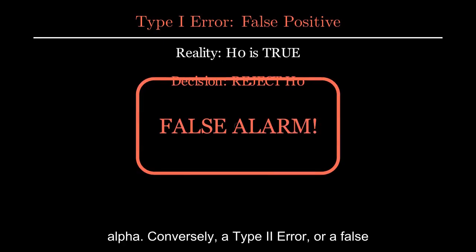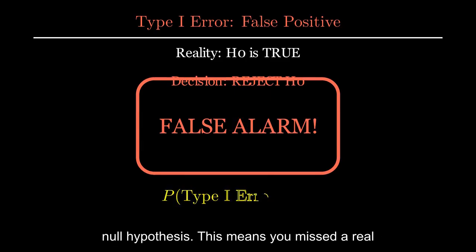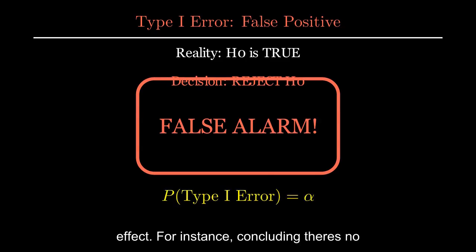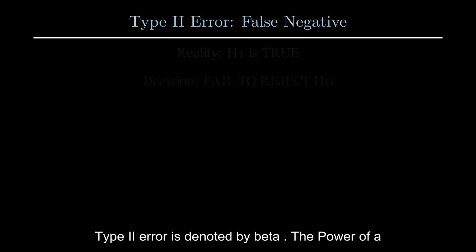Conversely, a type 2 error, or a false negative, happens when you fail to reject a false null hypothesis. This means you missed a real effect. For instance, concluding there's no significant difference between Model A and Model B, when Model A is truly superior. The probability of a type 2 error is denoted by beta.